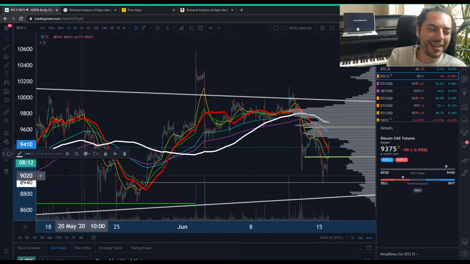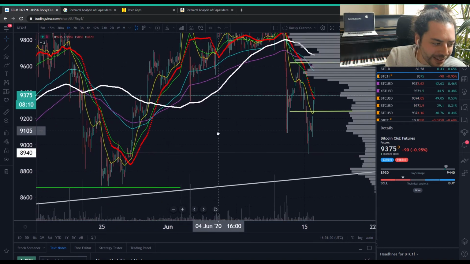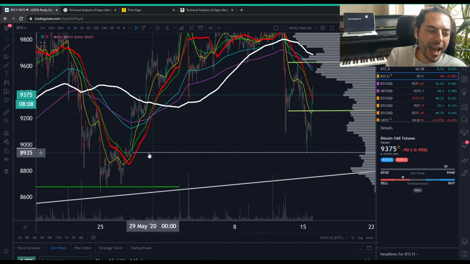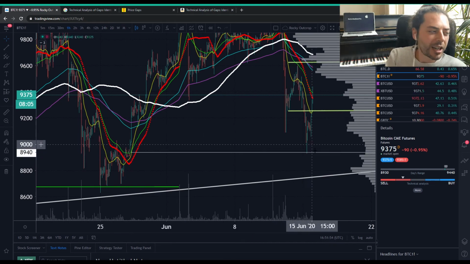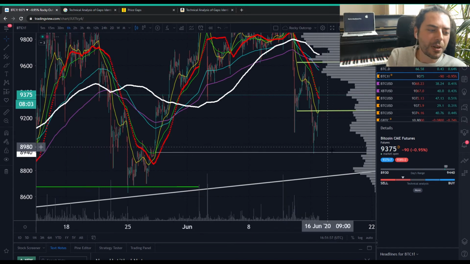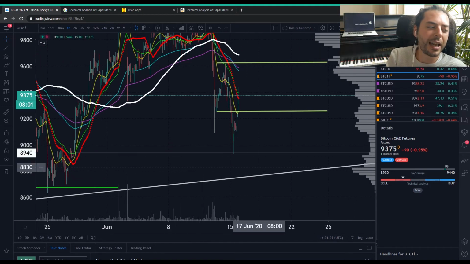We've been talking about it. We put a line on the chart here and said, hey, there's a gap on the chart, talking about gaps and how they can get filled, and what's happened is it's been filled here at 8,930.